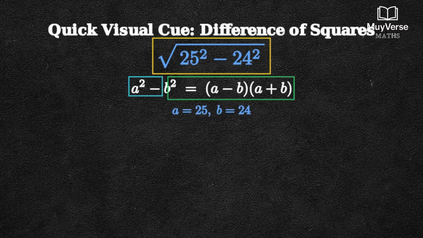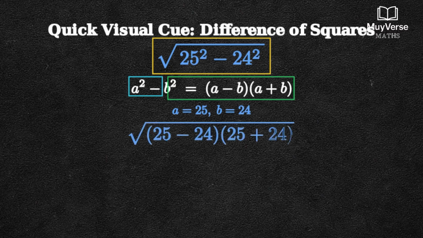Step 3. Factor the inside. Using the identity, it becomes the square root of open parenthesis 25 minus 24 close parenthesis times open parenthesis 25 plus 24 close parenthesis. Step 4. Compute each factor. 25 minus 24 equals 1, and 25 plus 24 equals 49. Now write the result inside the radical as 1 times 49.